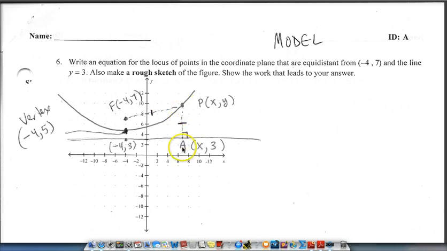Okay, I've labeled A that point of intersection. The next point I want to make is that segment PA is a vertical segment because it's perpendicular to the directrix, which is horizontal. Therefore, P and A should have the same x coordinates, so whatever this number is, this will be the exact same number, so that's why they both say x. The y coordinates will be different, so whereas P has y coordinate y, A will have a y coordinate of 3 because any point that's on the directrix must have a y coordinate of 3.